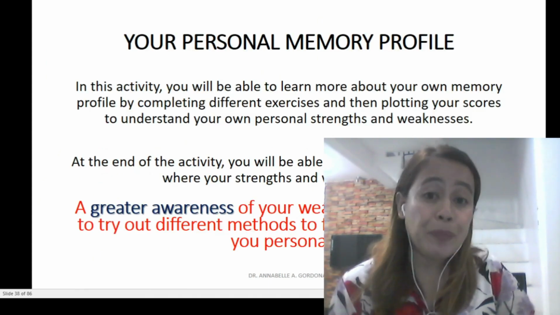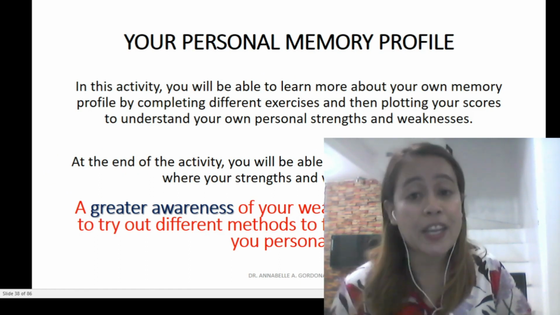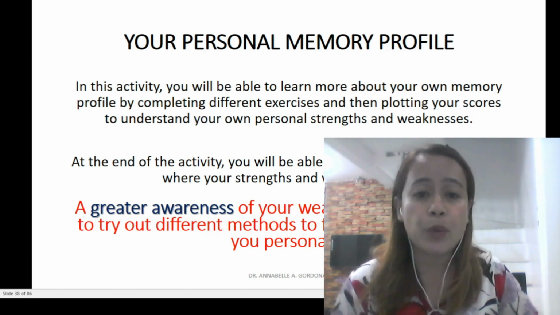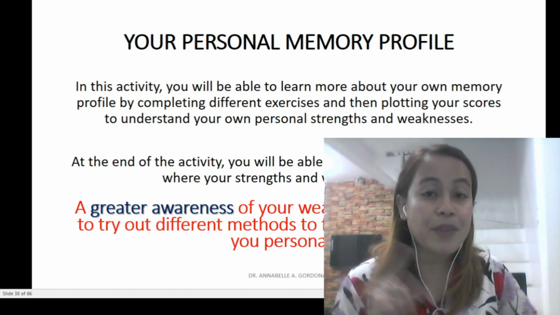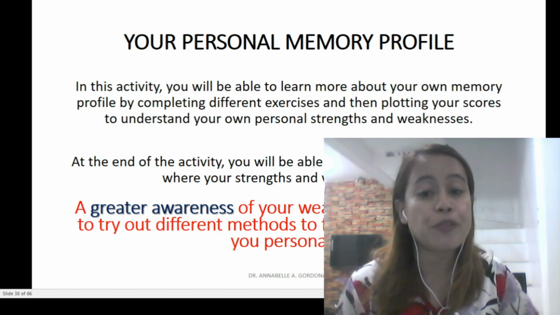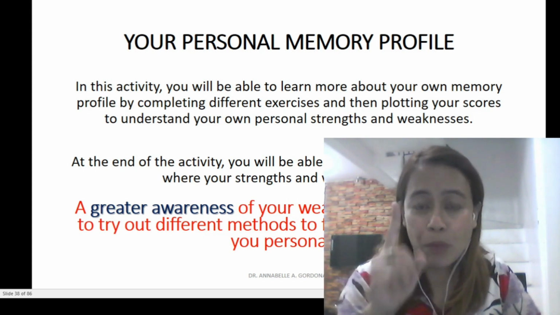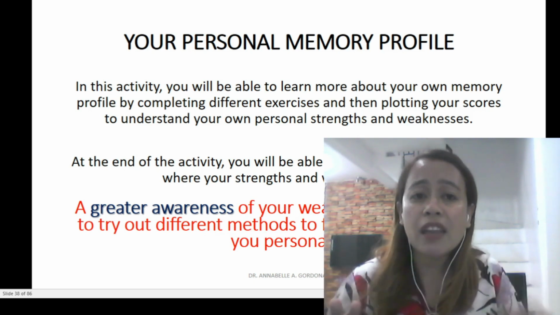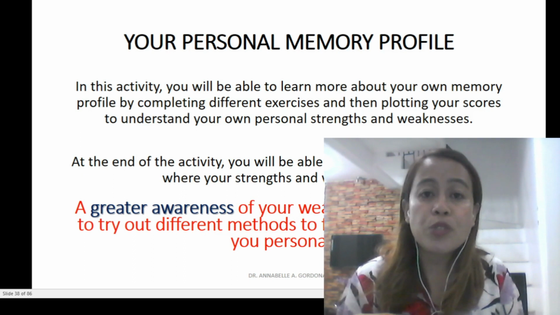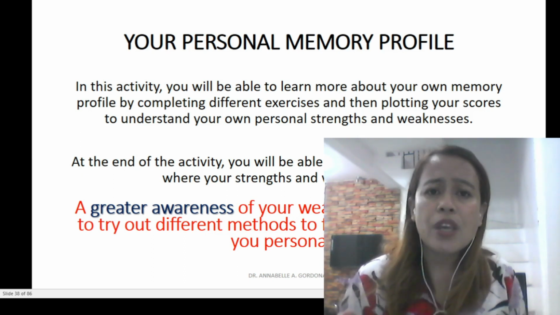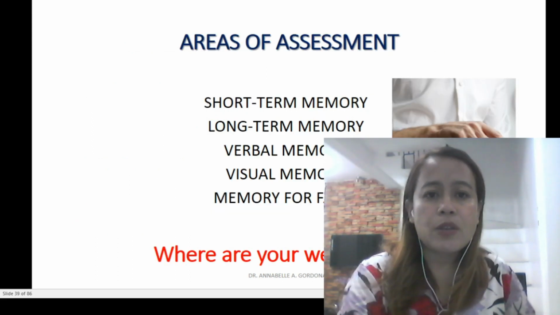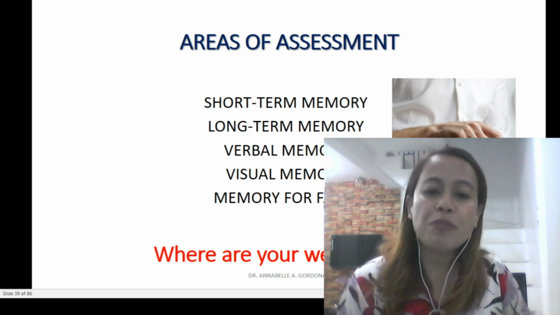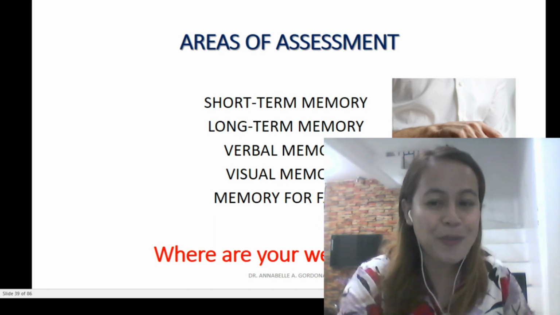In this activity, you will learn more about your own memory profile by completing different exercises and then plotting your scores to understand your own personal strengths and weaknesses. At the end of the activity, you'll be able to fill in a chart that will show where your strengths and weaknesses lie. A greater awareness of your weaker areas can lead you to try out different methods to find strategies that suit you personally. Most importantly, this is also a great demonstration of awareness in adjusting your own classroom routine as we transition to flexible learning. It's not about you, it's for our students. So we are going to assess the areas of short-term memory, long-term verbal, visual memory, and the memory for facts. So where are your weaknesses? Are you ready?